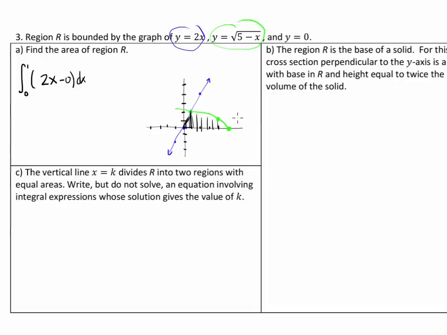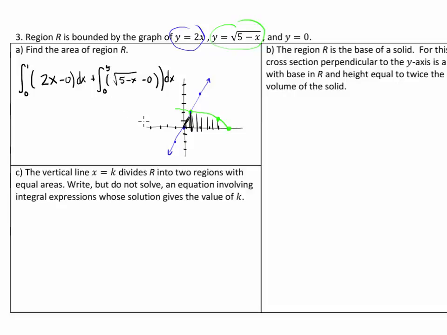And then I want to add to it the area starting at 1 and going to 5, with my green line on top. So square root of 5 minus x, minus the bottom, which is minus 0. This is dx, and I've got to make sure that dx is multiplied to everything. So I'll put a parenthesis there. I already got a dx over there. Oh, I'm okay, I'm just fine.